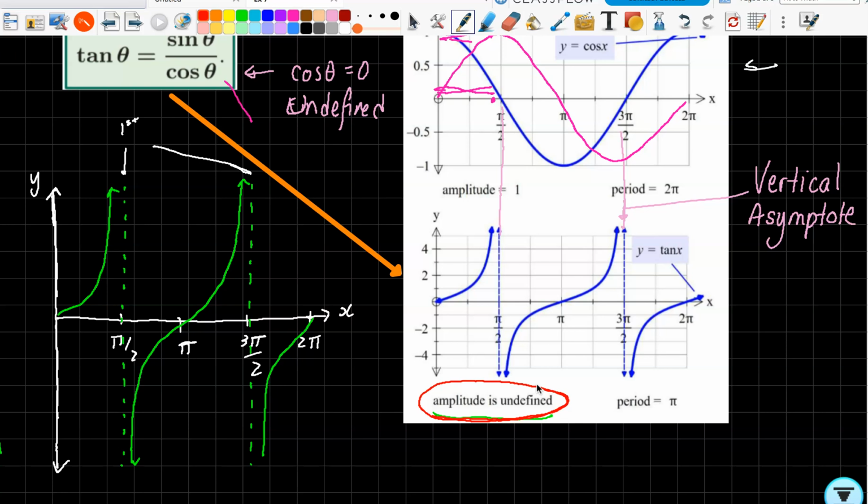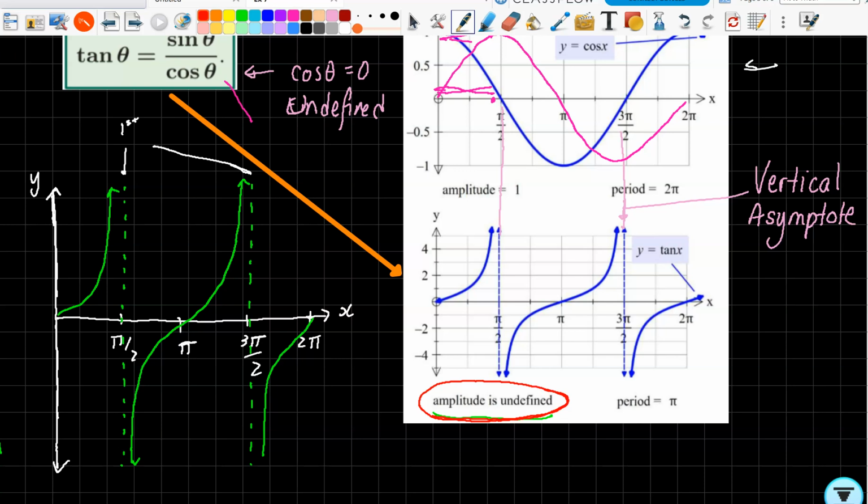Yeah, just basically because of that definition, it's undefined. We cannot define it. We can't give it an amplitude because it just keeps going and going and going forever. There have been test questions in the past, and you will see them in the practice tests, where it says, what is the amplitude of tan?